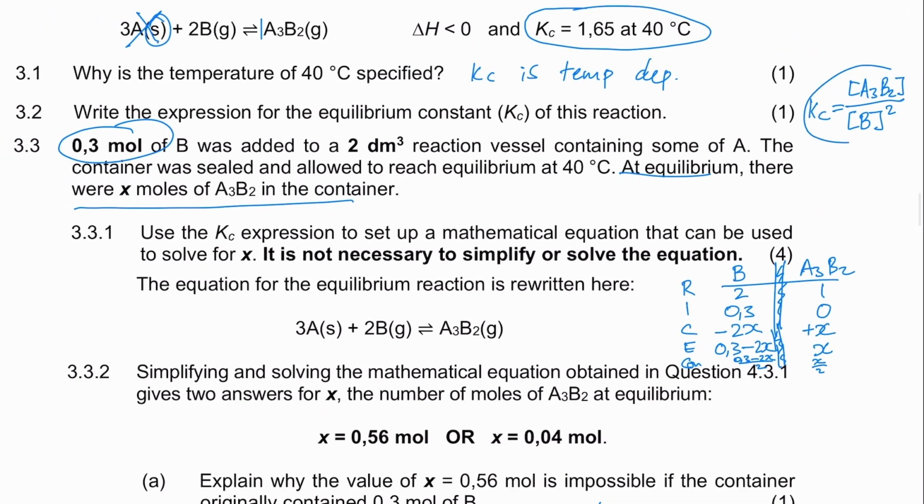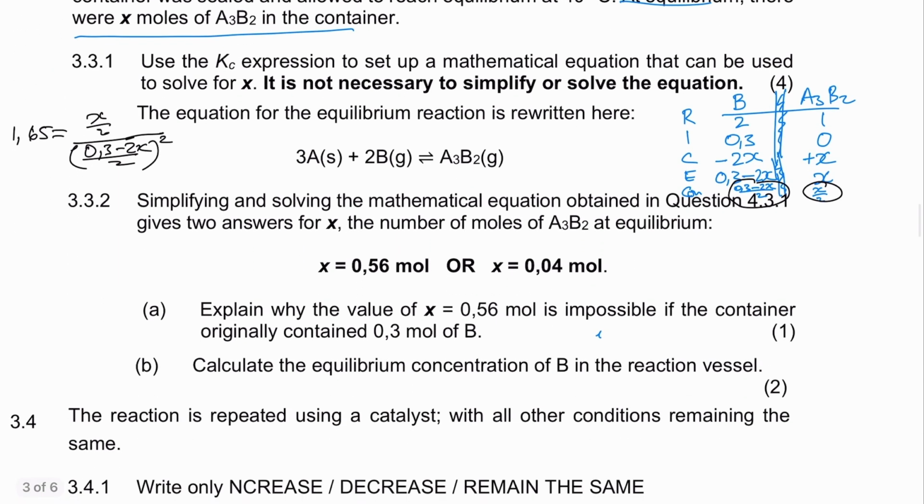Now we have our Kc expression. We've written it in the previous question, so let's just write it again. It's still at 40 degrees, so the Kc is not going to change. So 1.65 is equal to the concentration of A3B2, x over 2, divided by the concentration of B, 0.3 minus 2x over 2, and it's squared. And that's our expression.